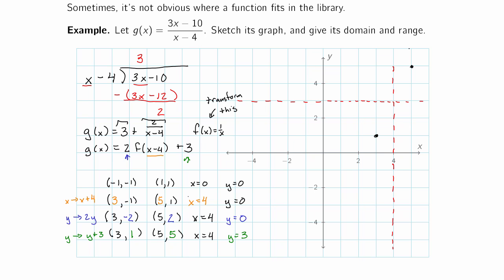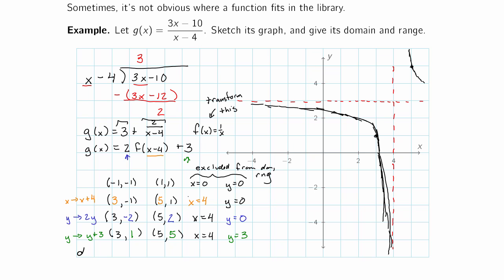And then we'll sketch the general shape of the graph of 1 over x, stretched vertically. And we have a rough sketch of this function. If we wanted a nicer sketch, we could fill in some more points, but this gives us the general shape of the function. We can also say what the domain and range are, because these are the points that are not in the domain and range.